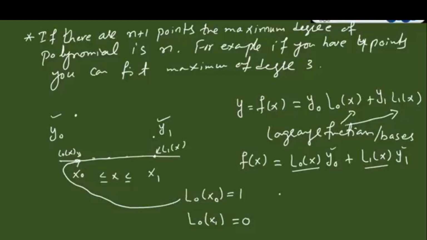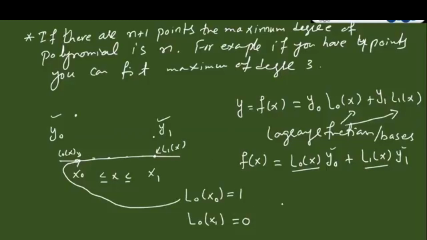Similarly, you can understand now how L1 has to behave. L1 must be 1 at x1 and dead, that is 0, on all other nodes. In this case there are two nodes, so it has to be 0 at x0. So these are special functions with a special definition. They are alive at one point and dead at the other point. So how will we define them? It is quite simple.